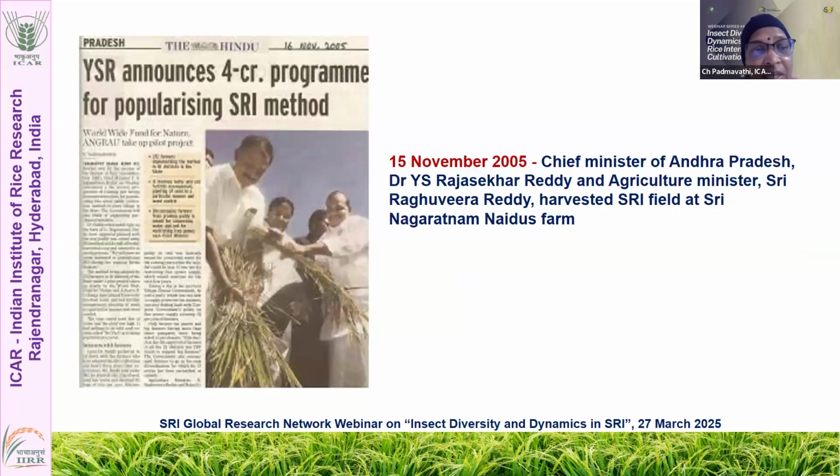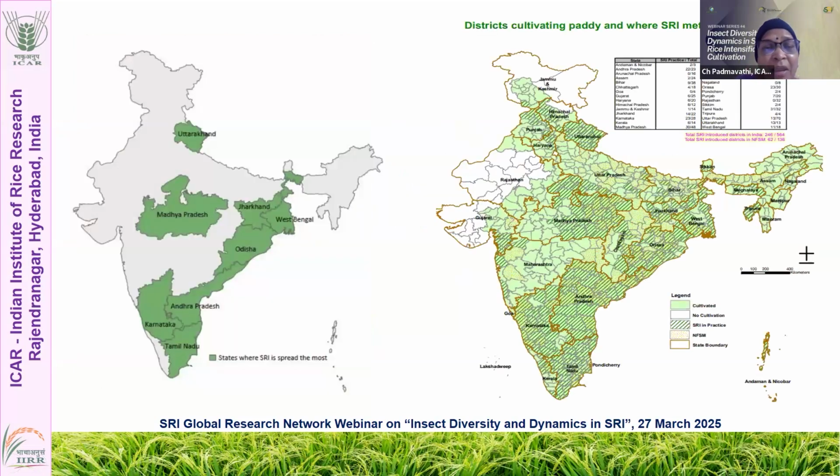And the most significant one I can say, that is in 2005, the Chief Minister of Andhra Pradesh and the Agriculture Minister of Andhra Pradesh went to harvest an SRI field of one farmer, Sri Nagaratnam Naidu's farm, and seeing the yield, particularly in that SRI plot, immediately the Chief Minister announced a 4 crore program for popularizing the SRI method. And this was the impact that SRI created during that time. And you can see how it has spread slowly to all the states and also all the districts here, wherever SRI was spread.